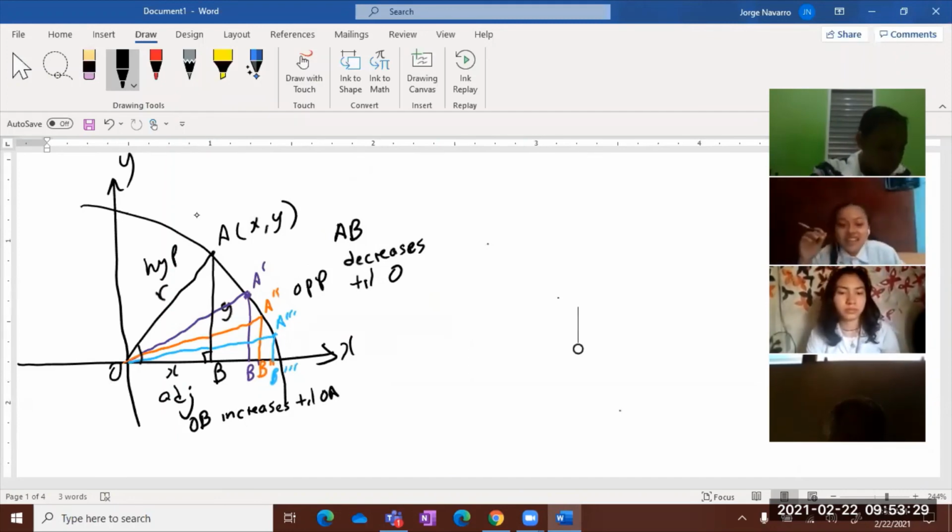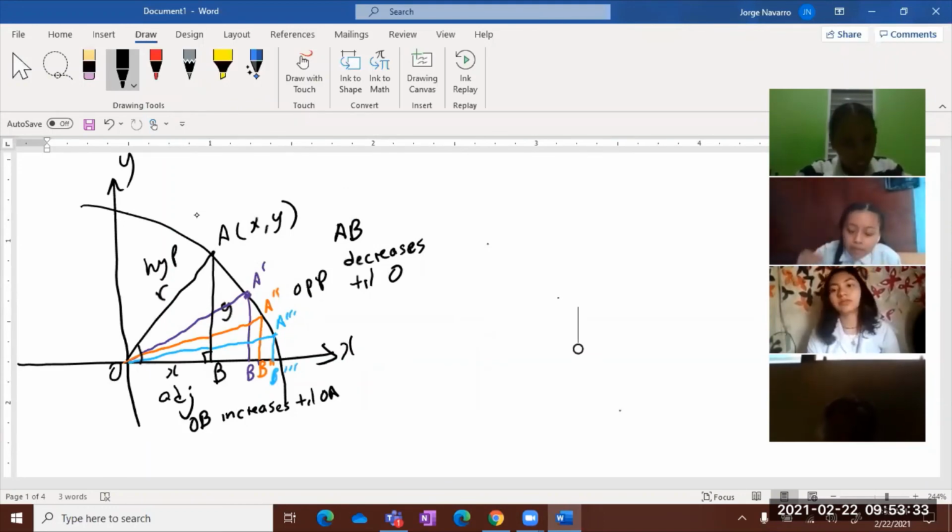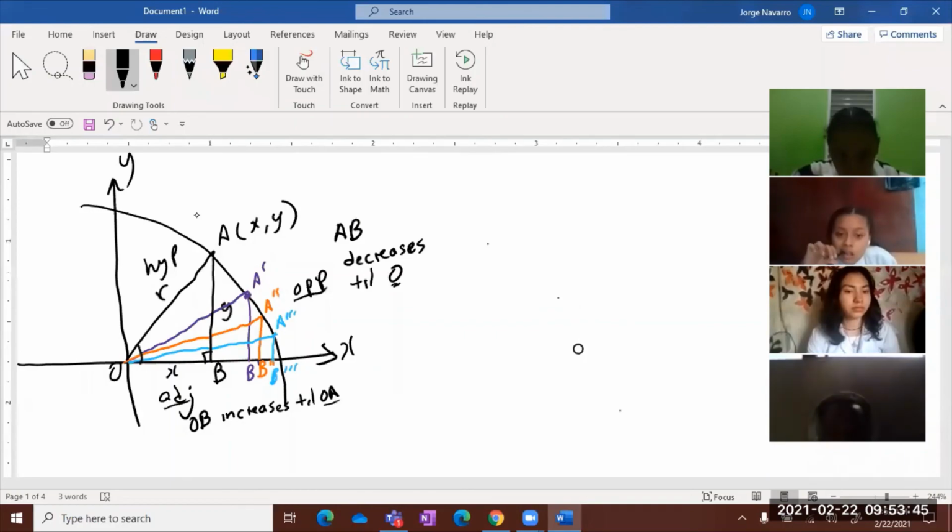So now that we know this, that means that the opposite will end up at 0, and the adjacent will end up being OA. Okay? So now we can work this out.